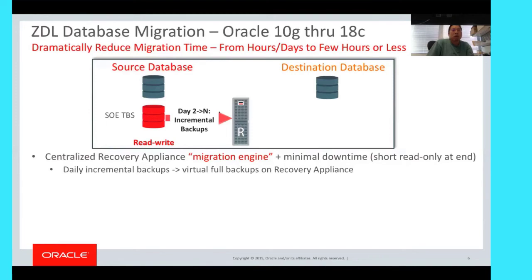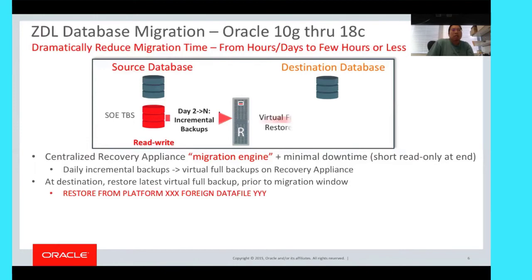So you have your incremental backups and the virtual fulls created every day, and on the destination, you can, in parallel, restore the latest virtual full that you have. Okay, so you can have the latest virtual full for that tablespace. Again, this is cross-endian we're talking about, so you're doing things at a tablespace level.